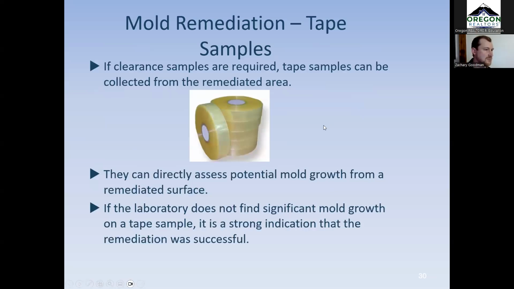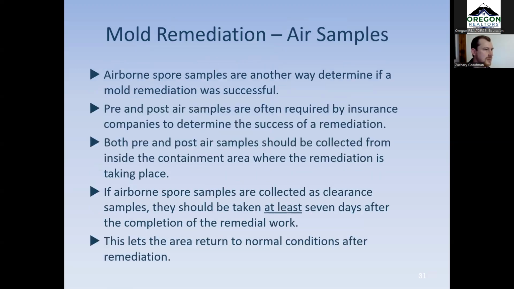Tape samples are sometimes done from remediated areas to show that it has been treated successfully. Air sampling is generally what's done, and as I mentioned, they should be done 7 days after, prior to any testing, because the air spores are present in the air.